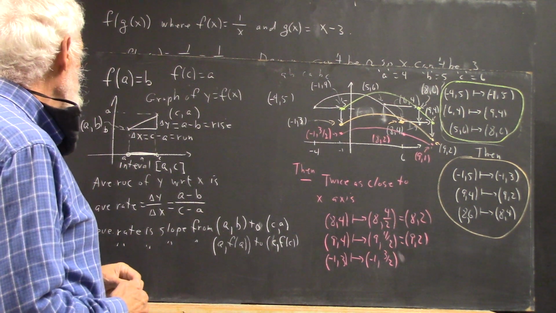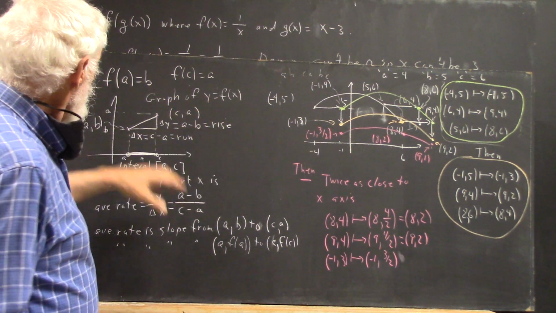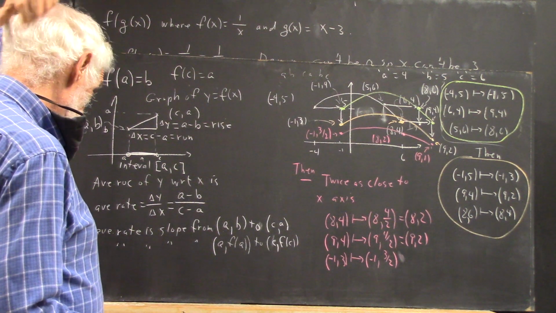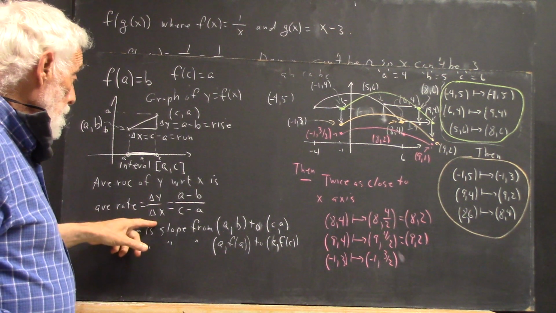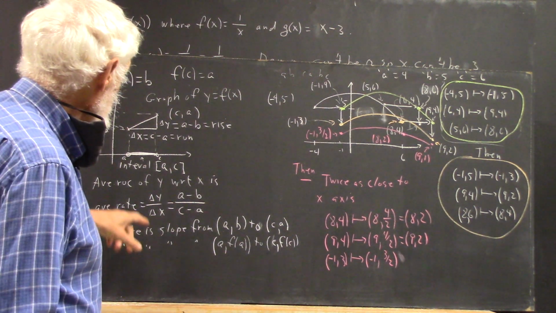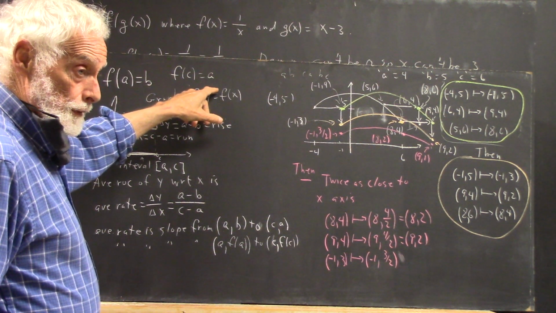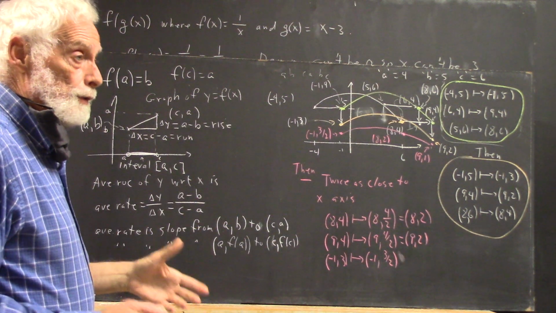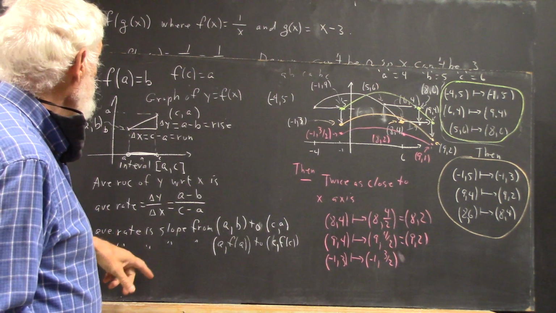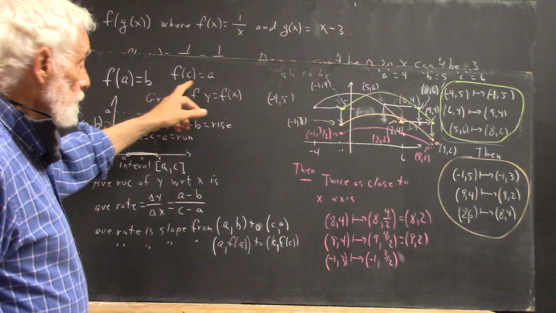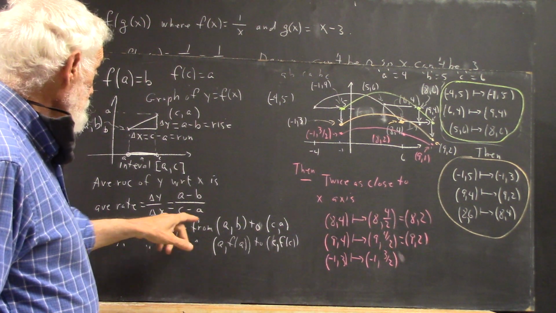We're asked to find the average rate of change of Y with respect to X, given this information. It's a good idea to start with the graph. And then the average rate of change is, as we should know, change in Y divided by change in X. What's the change in Y? Well, Y starts at B and ends at A. If you want the change in a quantity, you subtract the earlier quantity from the later one, so the change in Y is A minus B. The change in X: the X coordinate goes from A to C. Change in X would be C minus A.